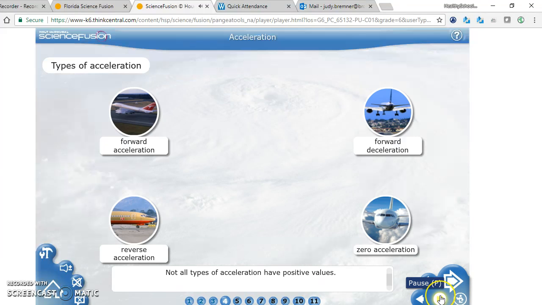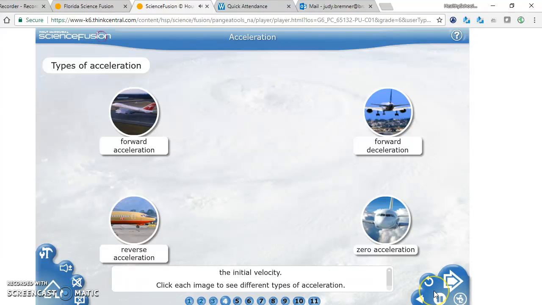Not all types of acceleration have positive values. Some average acceleration is a negative number. Negative acceleration, or deceleration, means that the final velocity is less than the initial velocity. Click each image to see the different types of acceleration.